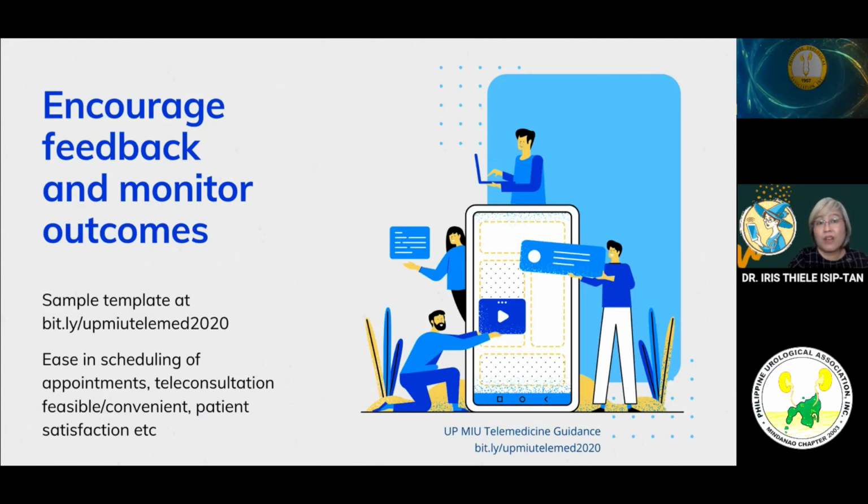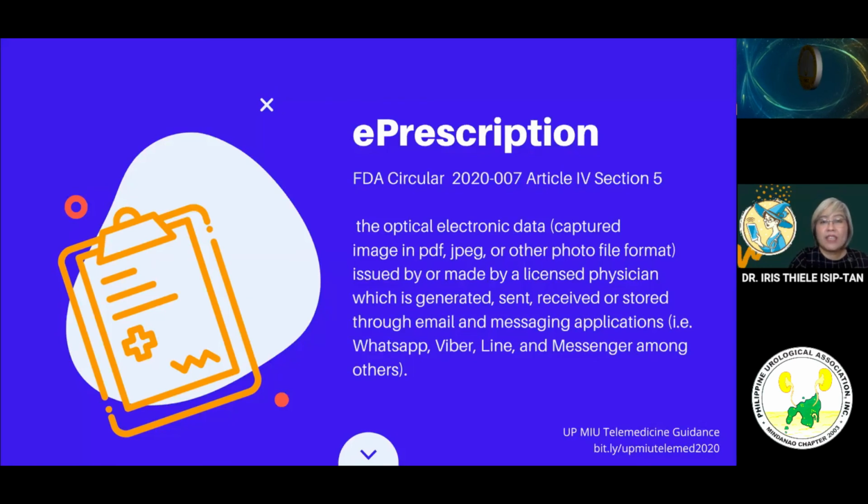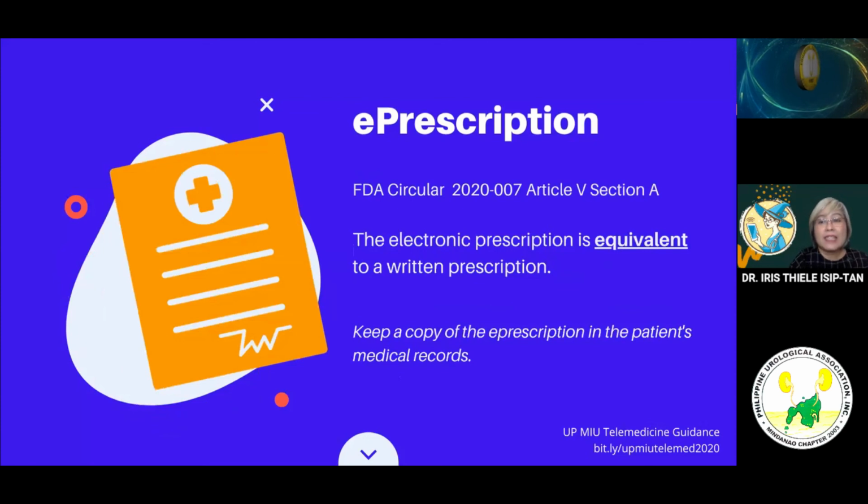Was it better overall? And then we have the e-prescription, and it's so good that the FDA issued a circular, but then it's only during the time of the pandemic. So we're hoping that if telemedicine will continue in the post-pandemic scenario, they will have more enduring legislation about this. But basically in that circular, they said the e-prescription is optical electronic data, which is the same as the prescription and can be sent online, okay? Please keep a copy of the e-prescription in the patient's medical records.